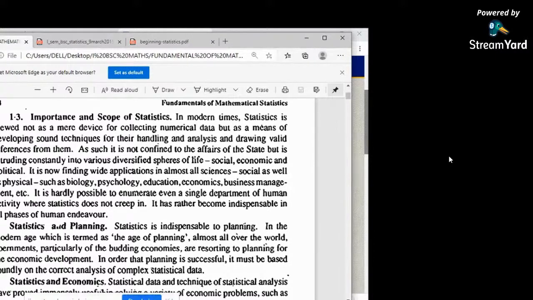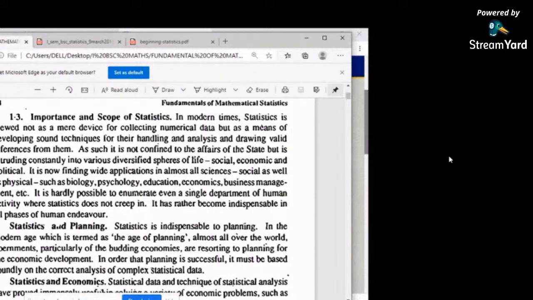When we study BA economics, you can see the statistics paper is there. When we study BCom, the statistics paper is there. When we study mathematics, statistics is there. Computer, statistics is there. So in each and every field, you can see statistics. Because when we collect the data, the only tool for analyzing the data and interpretation is statistics. So that much importance is given to statistics.